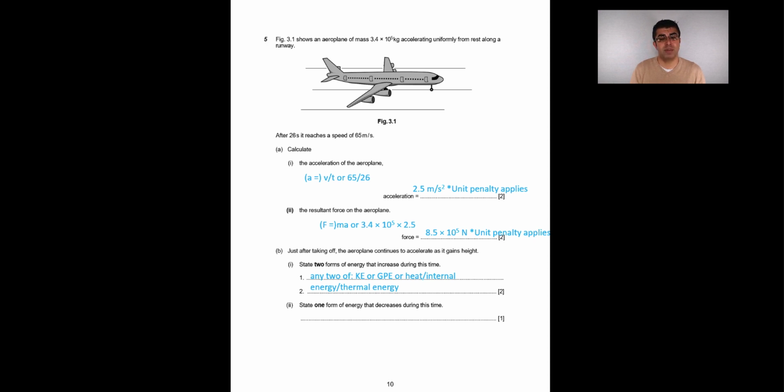State one form of energy in part 2 which decreases during this time. Quite clearly chemical energy, because the fuel from the plane is being used up. Heat would not be accepted here.